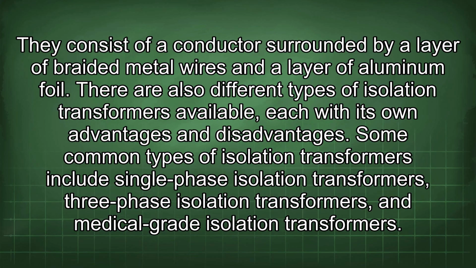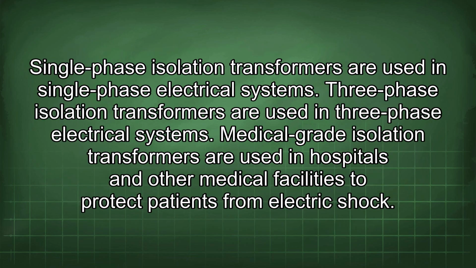There are also different types of isolation transformers available, each with its own advantages and disadvantages. Some common types of isolation transformers include single-phase isolation transformers, three-phase isolation transformers, and medical-grade isolation transformers. Single-phase isolation transformers are used in single-phase electrical systems. Three-phase isolation transformers are used in three-phase electrical systems. Medical-grade isolation transformers are used in hospitals and other medical facilities to protect patients from electric shock.